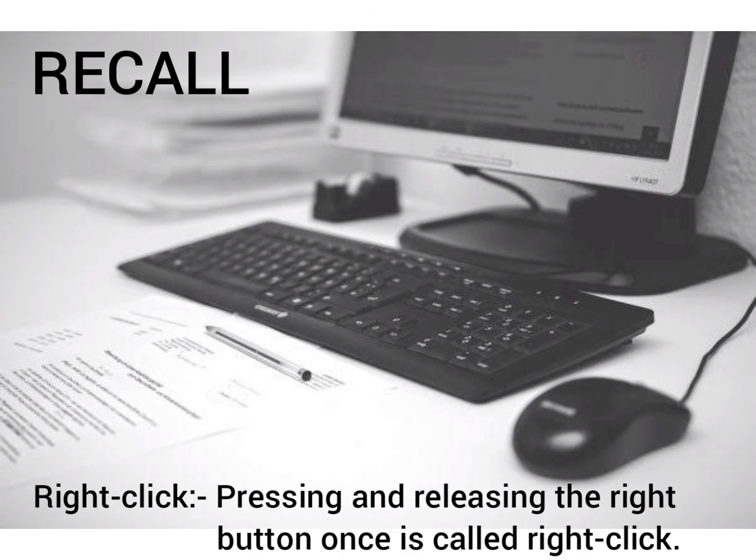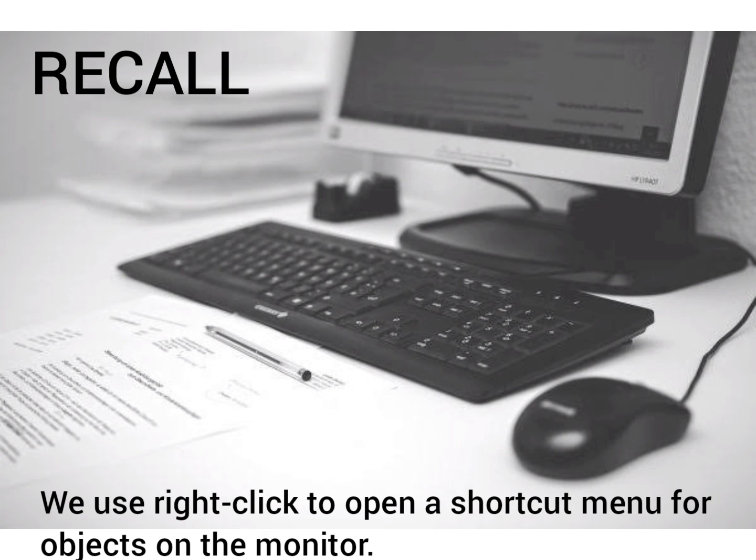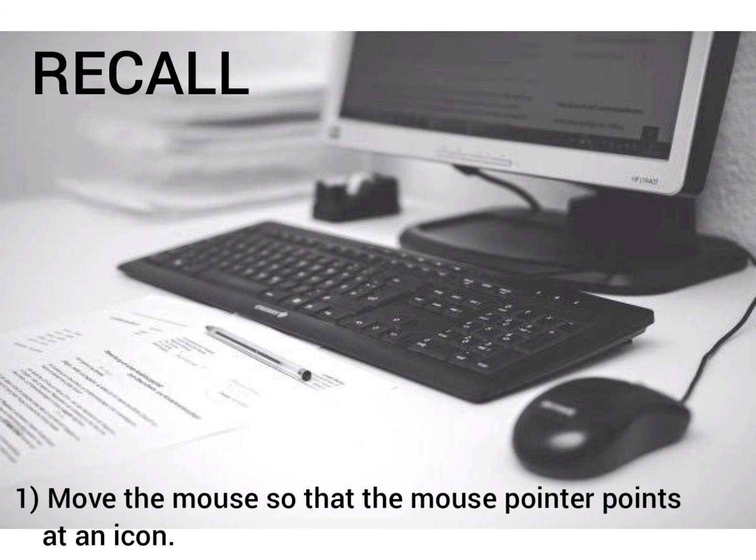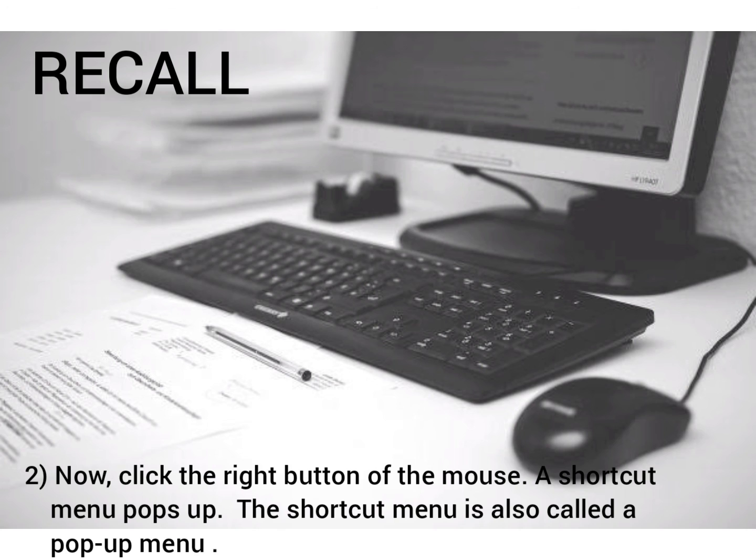And lastly we have seen right click. So just pressing and releasing the right button on a mouse once is called right click, and we use right click to open a shortcut menu for objects on the monitor. How to open a shortcut menu? We just move the mouse so that the mouse pointer points at an icon. Now click the right button of the mouse. A shortcut menu pops up, and that shortcut menu is called a pop-up menu.